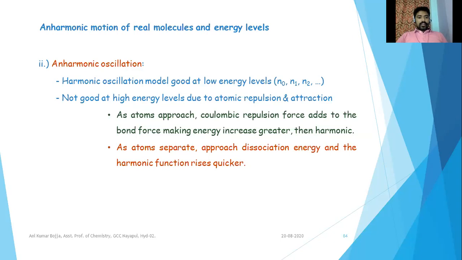Okay. If a bond is in anharmonic motion, the harmonic oscillation model is good at lower energy. A harmonic oscillatory motion model is good and easier to apply to the stretching and bending of the covalent bond present between two atoms at lower energy level. Lower energy level means the energy levels present within the same electronic level.